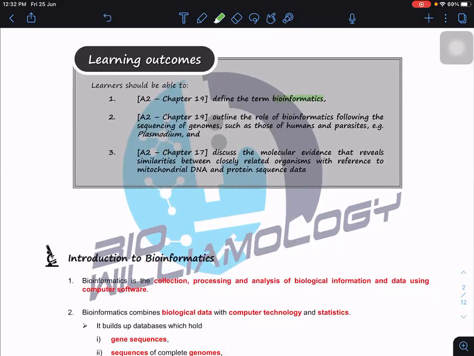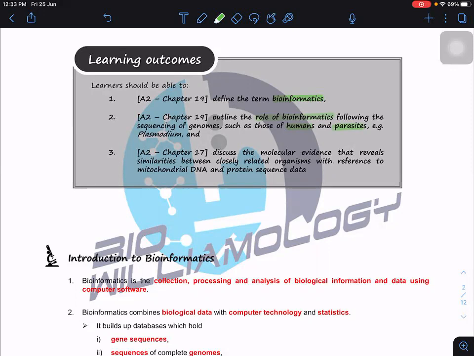Bioinformatics is basically a system for us to collect data, to process, to analyze, and very important, to search information. So it allows us to search for particular information. Okay, so now we need to outline the role of bioinformatics following the sequencing of the genome, such as why we look at humans and parasites. Genome for what? So how can we use this bioinformatics system?